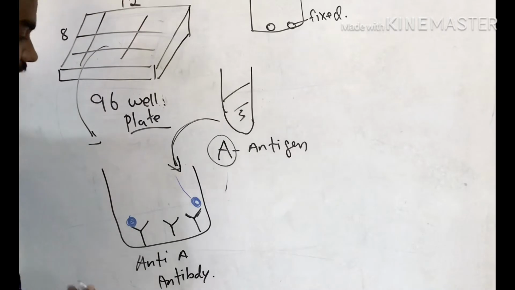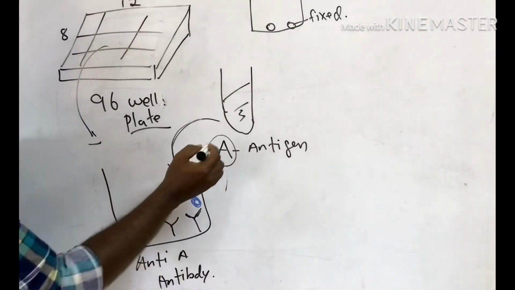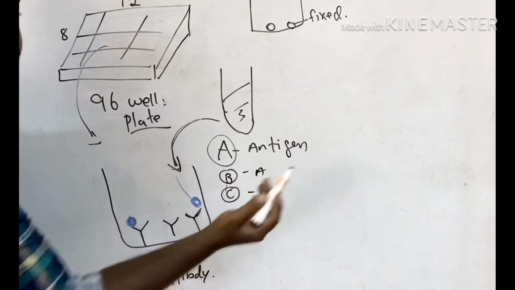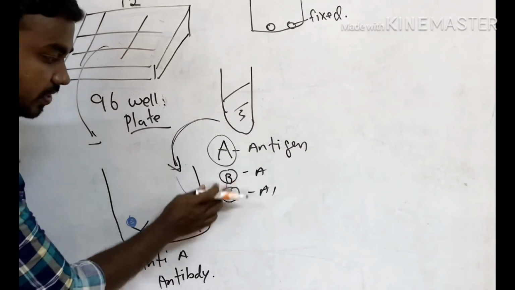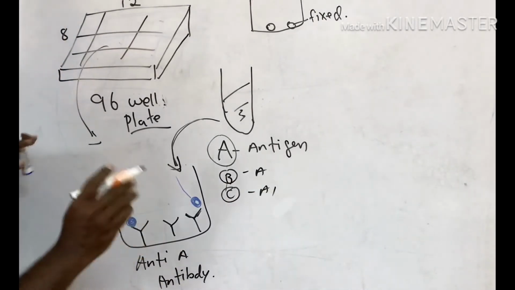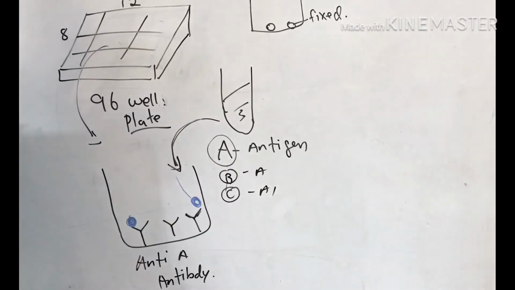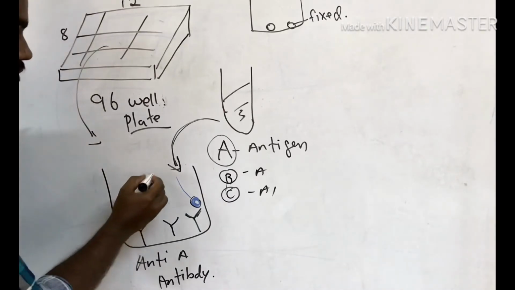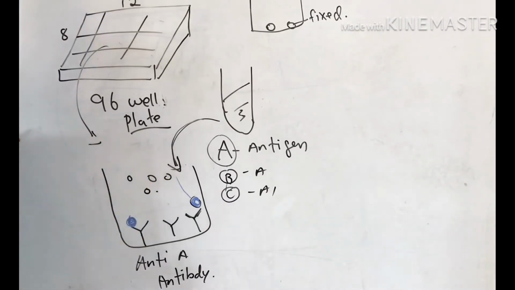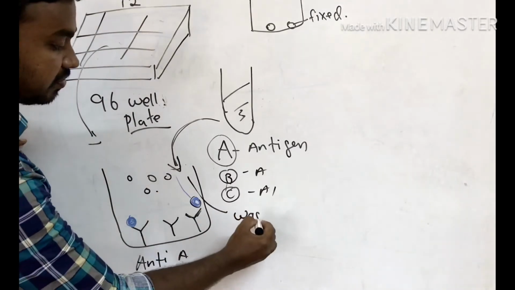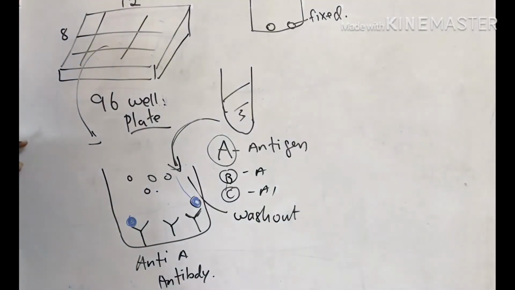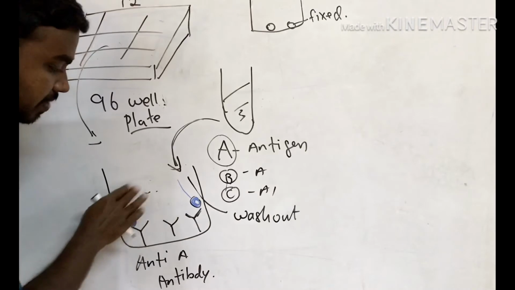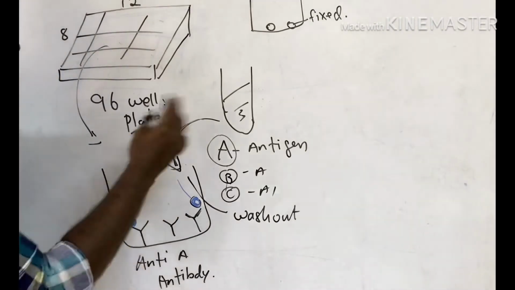Now what we'll do in the next step is wash. The reason is that not only A antigen, there will be B antigens, it can be C antigens. We are not interested in these other antigens. We are only looking for the A antigen, which is already fixed or attached. So we will wash out with washing buffer. Once you wash, all the unwanted, unbound antigens will be removed.